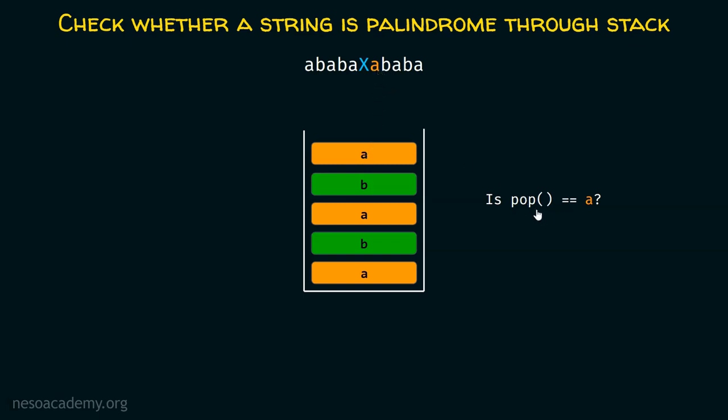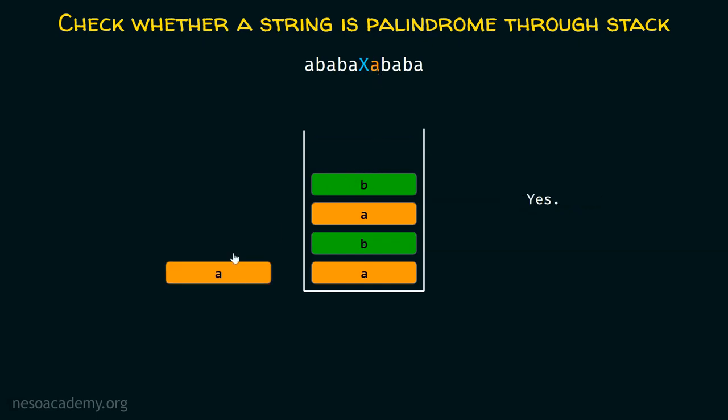This pop function will return the topmost element of the stack. You can see the topmost element is A. Now we are checking, is this topmost element equal to A? Yes, you can see that this topmost element is equal to A. Therefore, there is no problem. We can continue. We just simply pop this element out of the stack. Now let's continue reading the characters. This time we'll read this character.